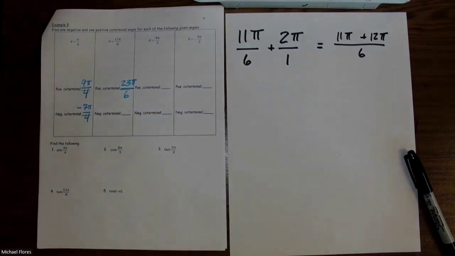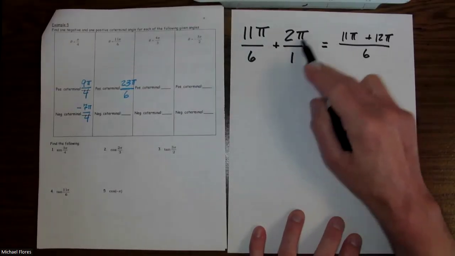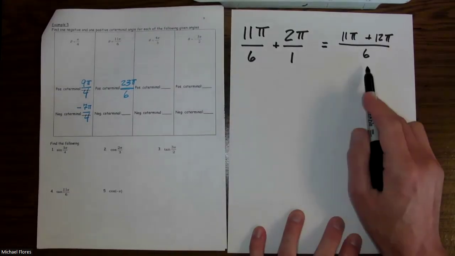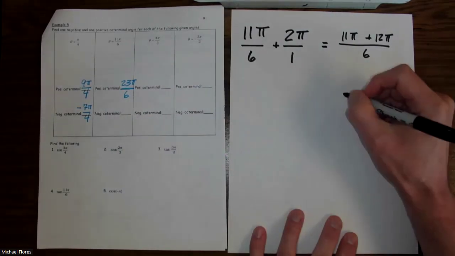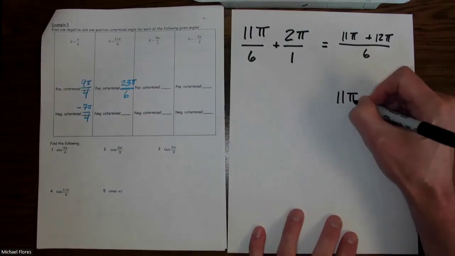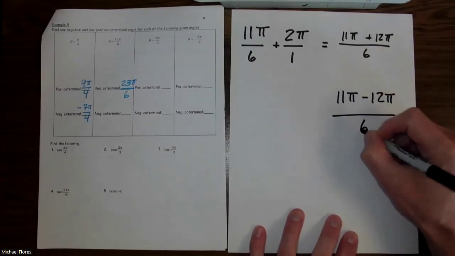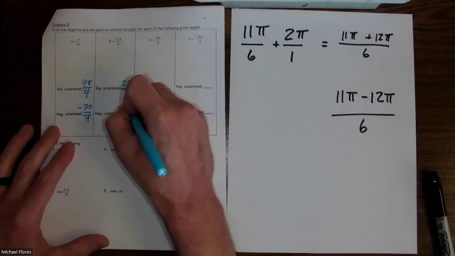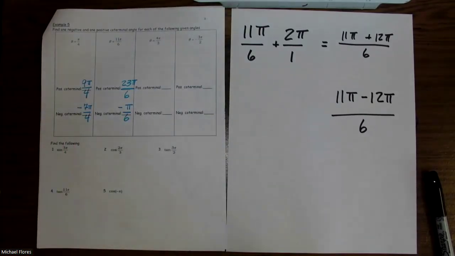All right, for my positive coterminal, here's what I did. 11 pi times 1. 6 times 2 pi. All over 6 times 1 is 6. Add your numerators, we get 23 pi over 6. Now let me copy down my work, except now subtract. If you simplify those numerators, you get negative pi over 6. That's how you find your positive and negative coterminals if it's in radians.